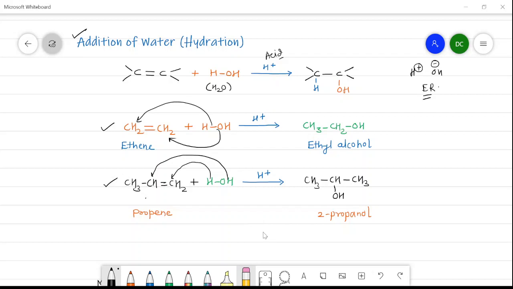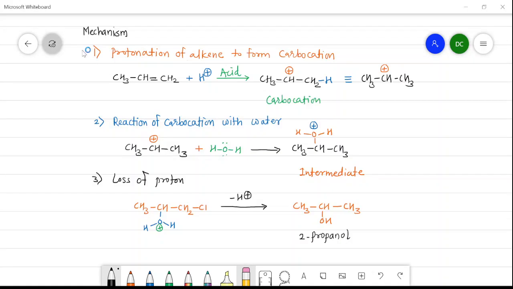Now we will see the mechanism of addition of water. The mechanism of hydration reaction involves the protonation of alkene as the first step. This step occurs in the presence of acid as a catalyst. Water cannot protonate the alkene alone, so we need an acid as a catalyst, that is H2SO4 or HCl. They provide the H plus ion, which will protonate the alkene and form a more stable carbocation.